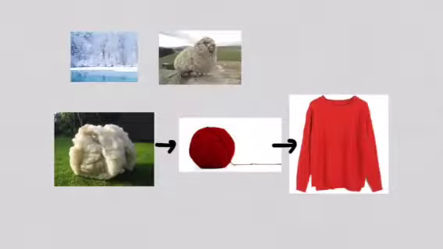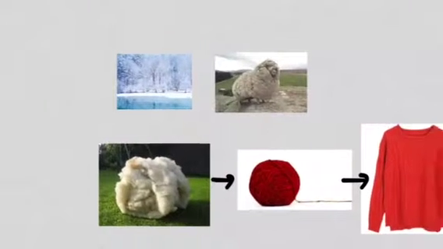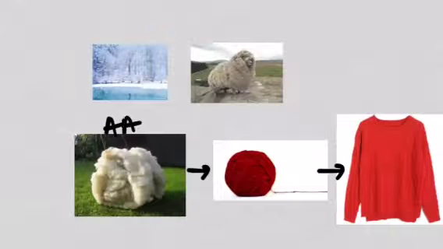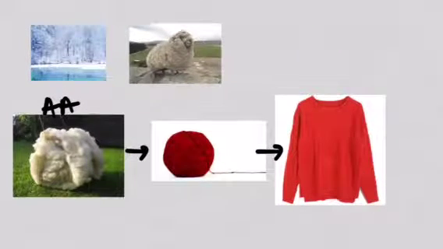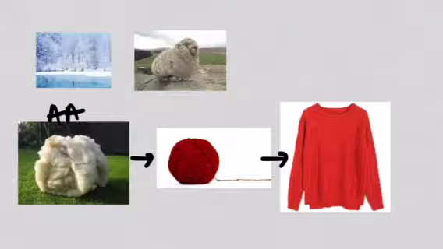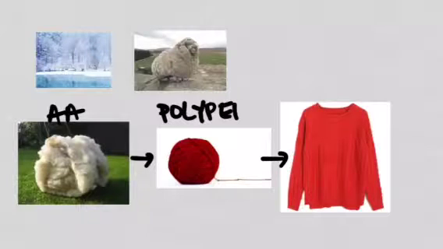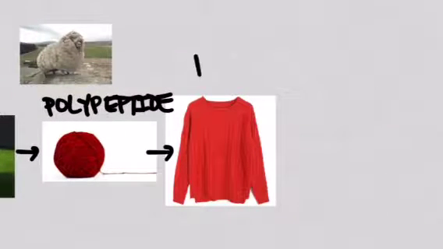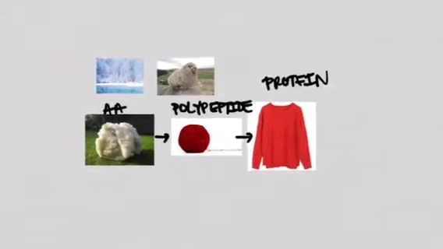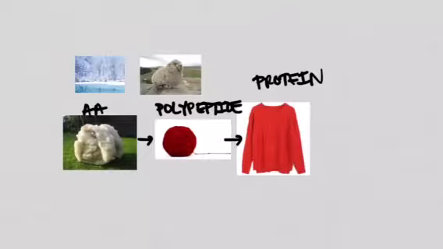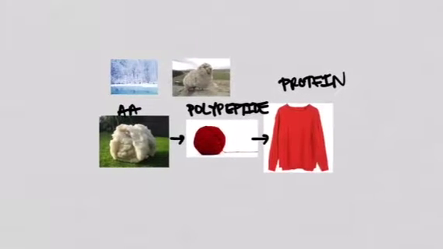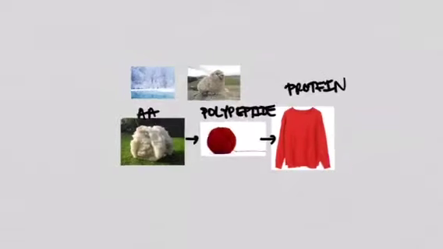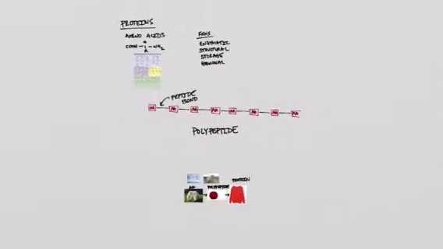So the enormous pile of wool, that's analogous to the amino acids. The ball of yarn is analogous to our polypeptide. And it's only when we get to the sweater step that we have our protein. Polypeptides folded in a very, very specific shape. We call that shape a conformation in order to perform its function. Okay, I think that's all you need to know for now about proteins.